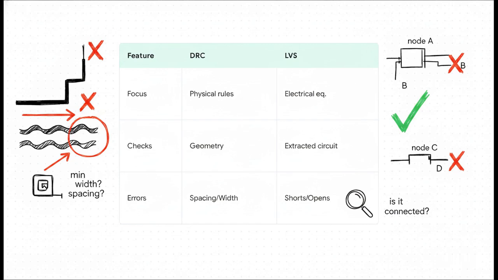LVS asks a completely different question. Is my layout electrically correct? Honestly, LVS doesn't care if a wire is ugly or completely inefficiently routed, as long as it successfully connects node A to node B without creating a short circuit to node C. A spacing error just violates a factory limit, but a short circuit fundamentally breaks the electrical intent of your chip.